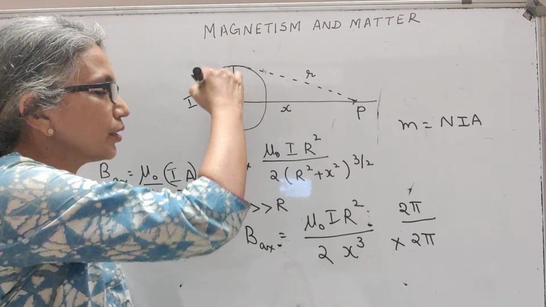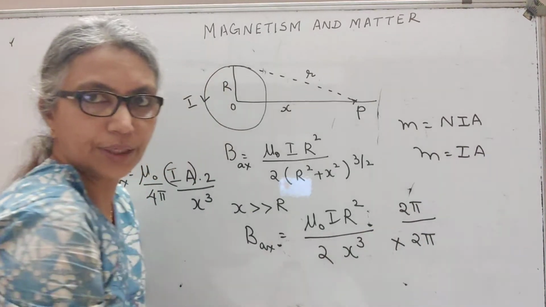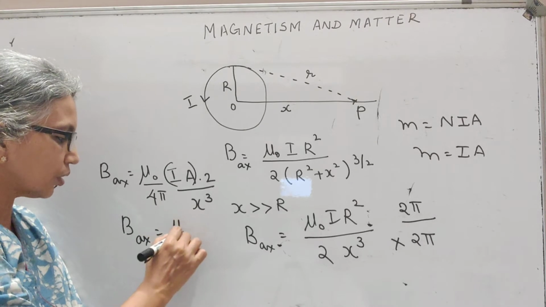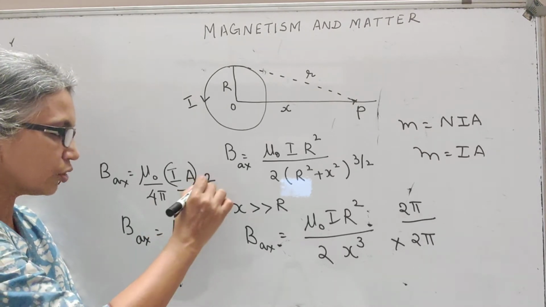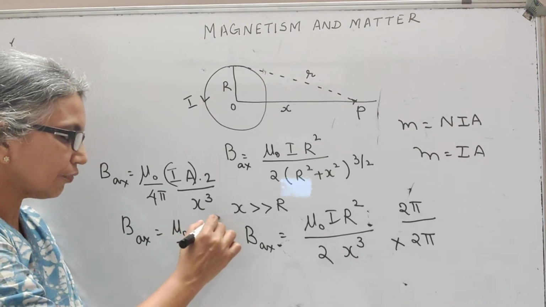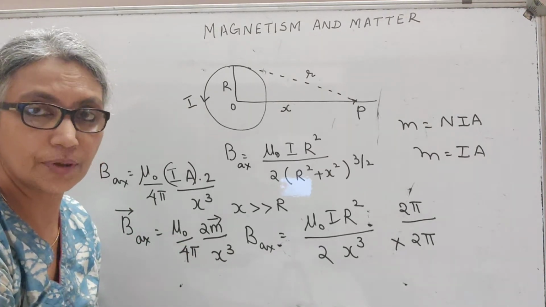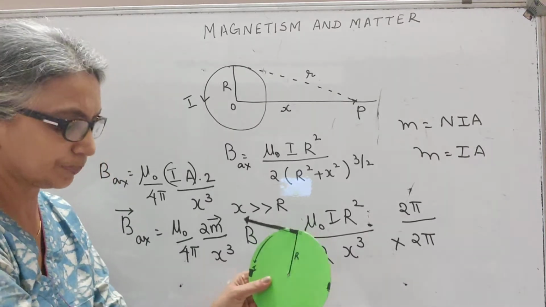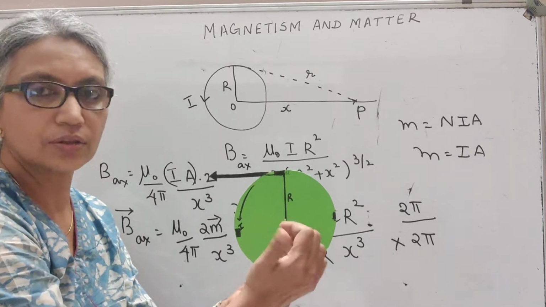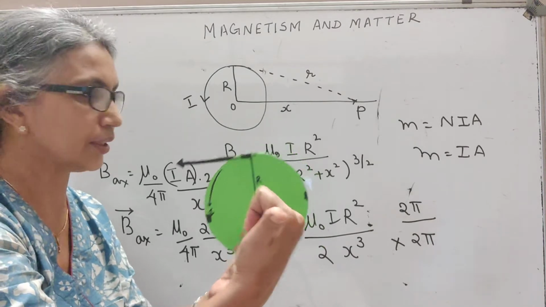If the number of turns in this coil is 1, then magnetic dipole moment of that singular coil will be I into A. So this is B axial equal to mu 0 by 4 pi and 2 into magnetic dipole moment M divided by x cube. M is a vector, will have the same direction as magnetic field along the axis, because if you remember, I told you magnetic field is given by the right hand thumb rule. So if it's carrying current in the anti-clockwise direction, the magnetic field of this coil is outwards.